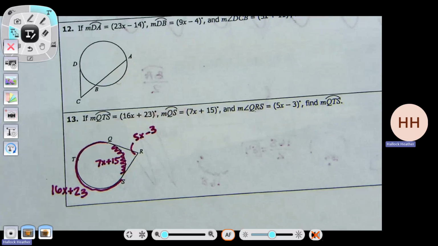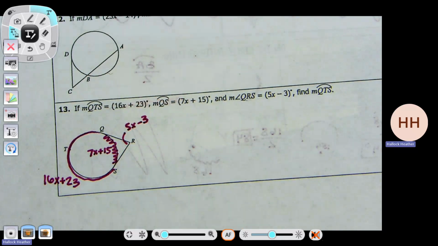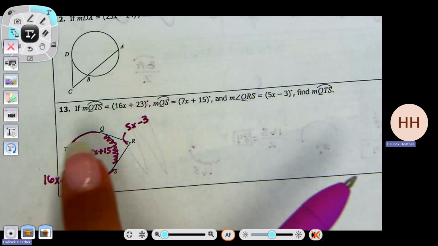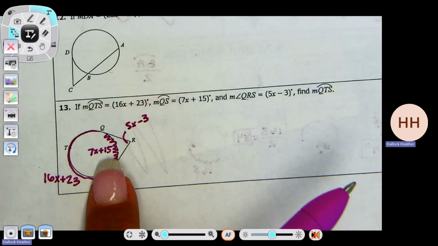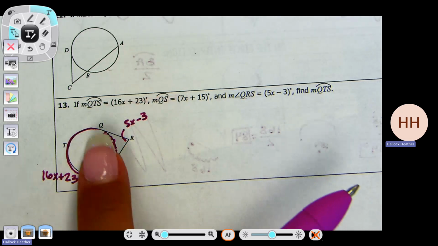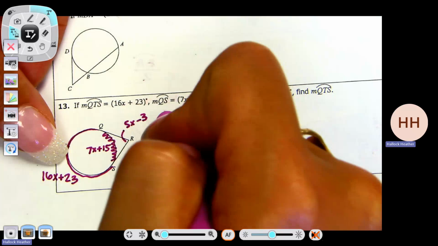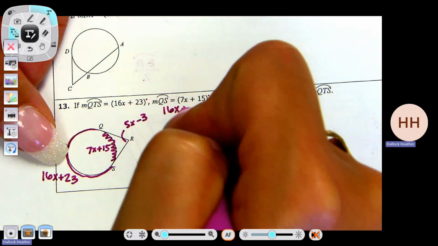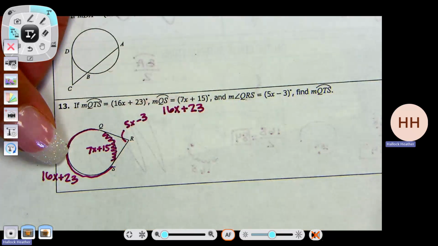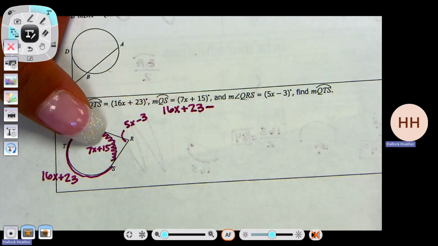So the rule for whenever you have the angle on the outside is you're going to subtract. It's going to be big arc minus small arc divided by 2 equals the angle on the outside. So we're taking this, we're subtracting this, dividing by 2. So 16x plus 23. And then I'm minusing technically 7x plus 15.